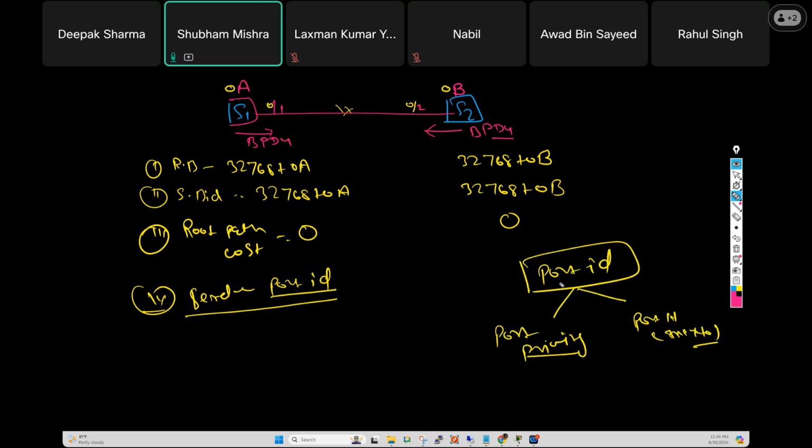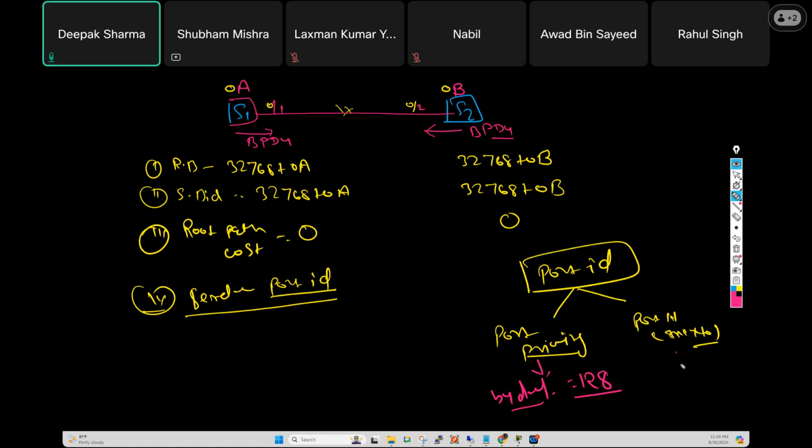Understand, everyone? Port ID is made up of two things: port priority plus port number, or you can say interface number. Are you understand? By default, port priority is 128. By default, what is the port priority? 128. Okay, na? And port number is different for every interface.